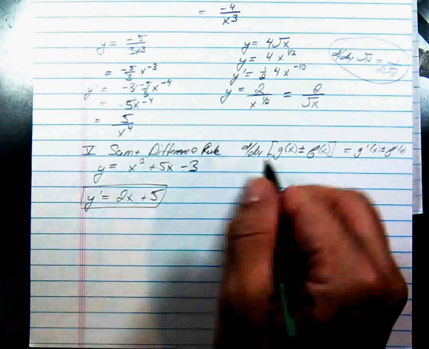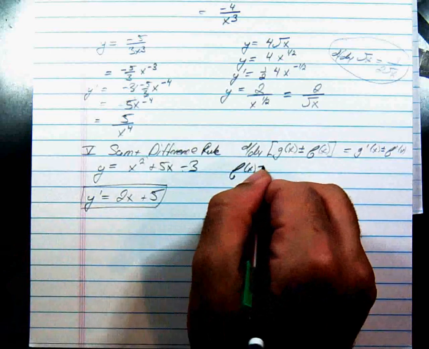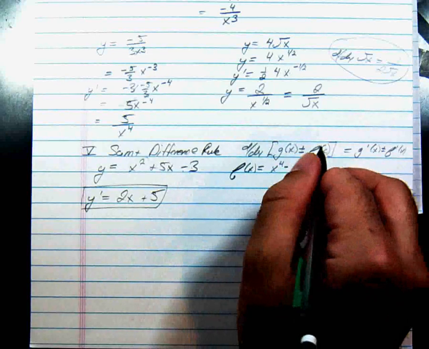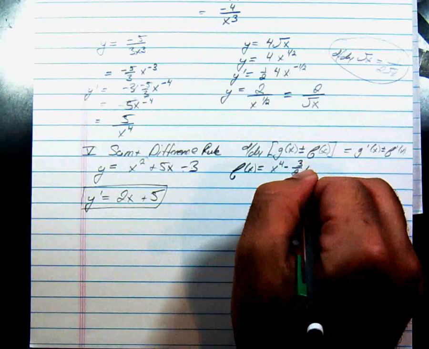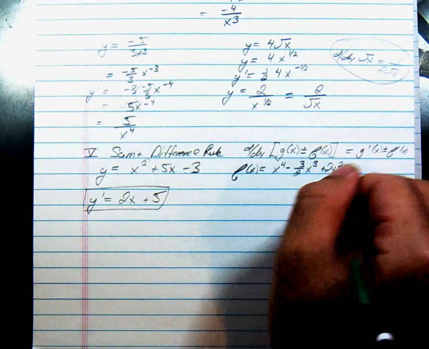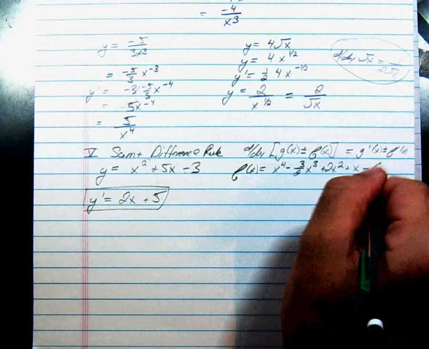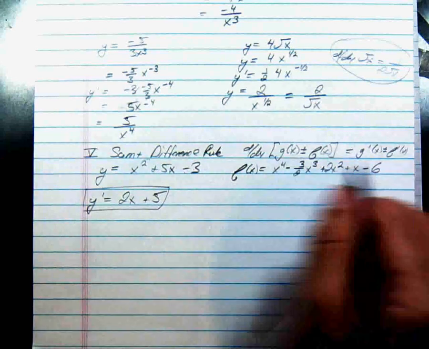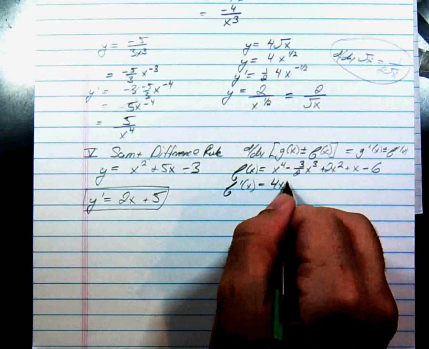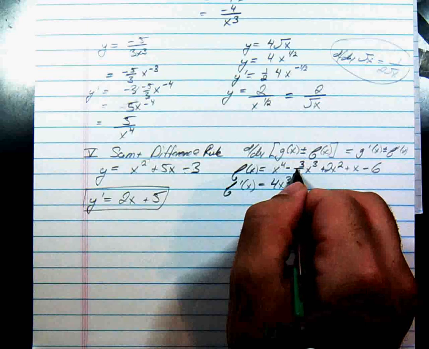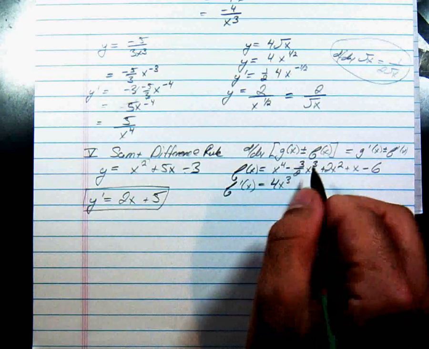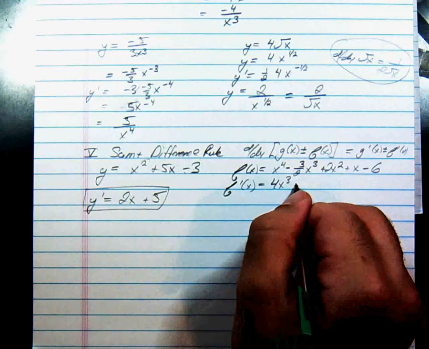Let's try another one. Let's say f of x is equal to x to the 4th minus 3/2 x cubed plus 2x squared plus x minus 6. Let's do them one at a time. f prime of x is going to be, power rule, 4x cubed, constant multiple and the power rule all in one, 3 comes in front, so that's going to be negative 9/2 x squared.